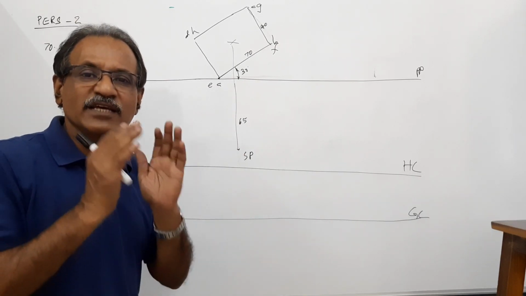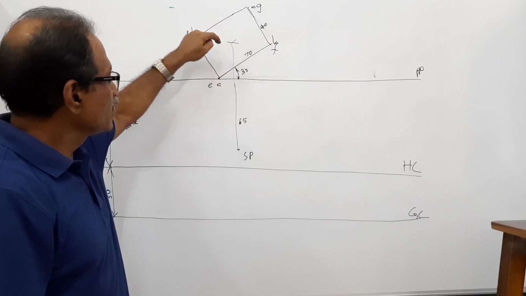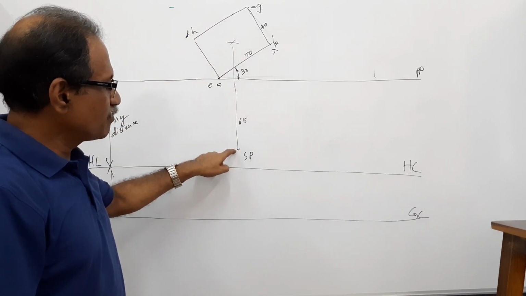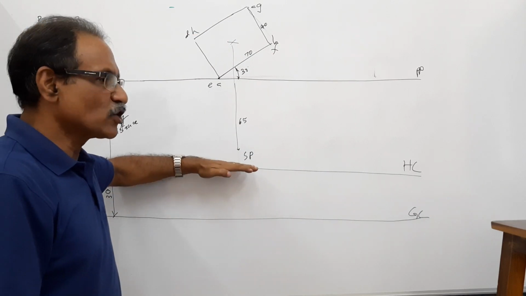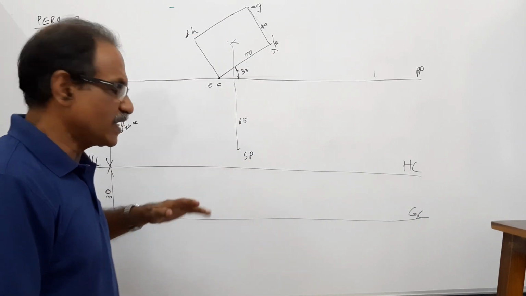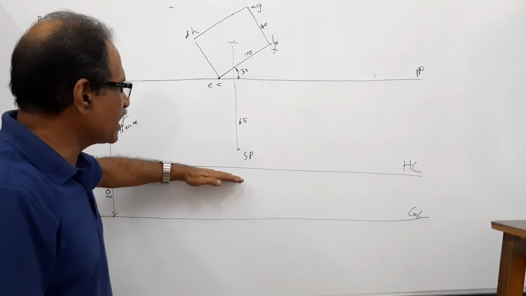Now I repeat the whole thing once again. Draw PP, draw the plan of the object, locate SP, draw HL and GL anywhere. HL can be drawn anywhere. Then, with respect to HL, you draw GL. The HL-GL height will always be equal to the observer site. So this HL can be drawn anywhere.